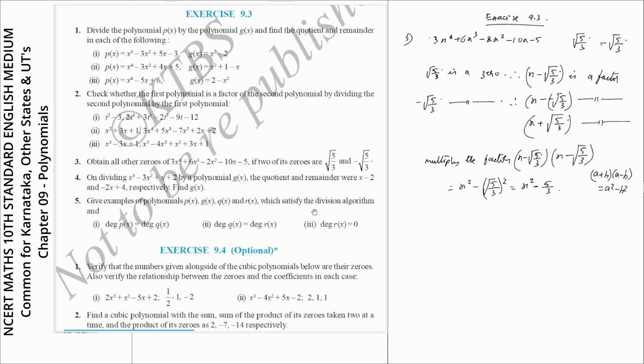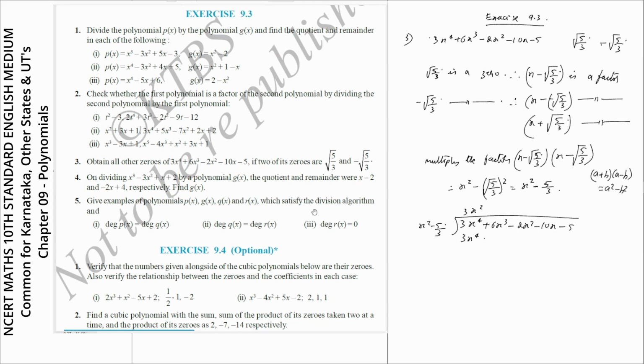Okay, now I'll divide the given polynomial by this. A similar problem is there in the solved exercise problems. Once you can check it out. So the given polynomial is 3x power of 4 plus 6x power of 3 minus 2x square minus 10x minus 5. I'll divide this by x square minus 5 by 3. Now to make the first term equal, I'll multiply by 3x square. 3x square into x square is 3x power of 4.